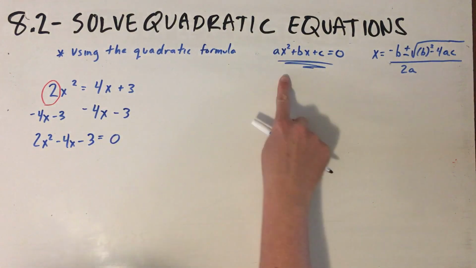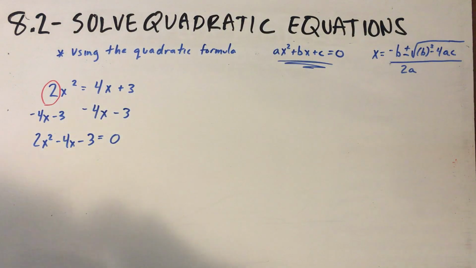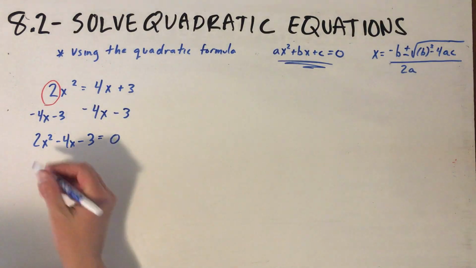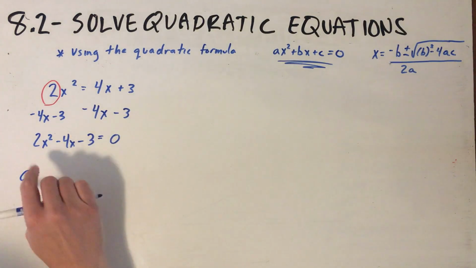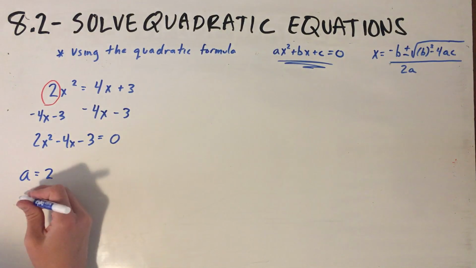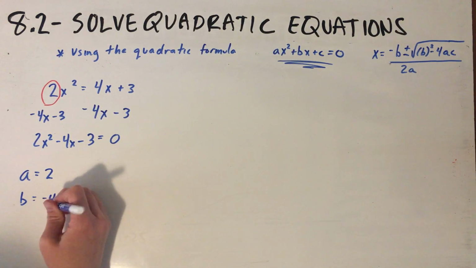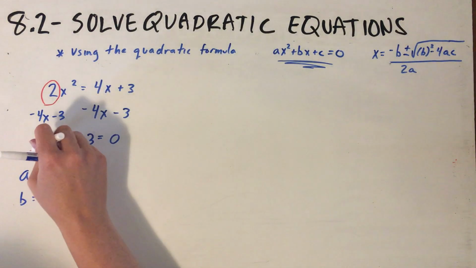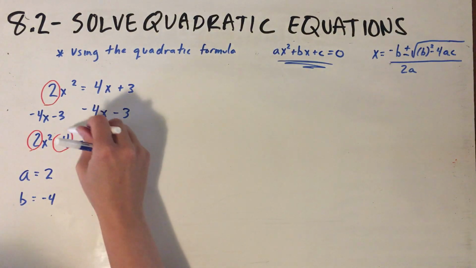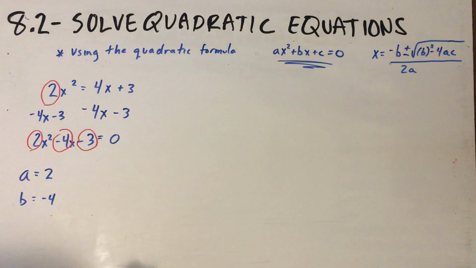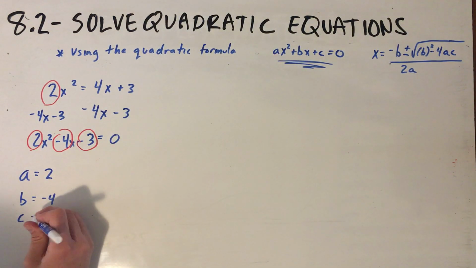Now that I have it in standard form, I can identify a, b, and c. So a is, again, the coefficient of the x squared term, which is 2. B is negative 4. The sign in front of it goes with it. So this is the coefficient here, this is the coefficient here, and this is the constant.